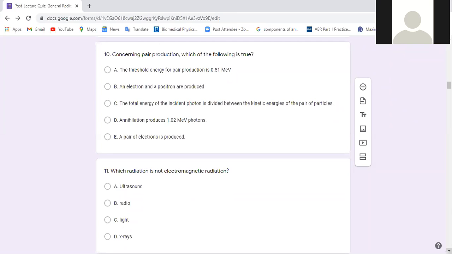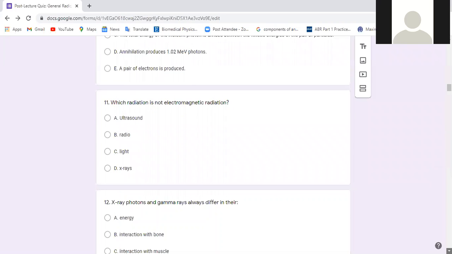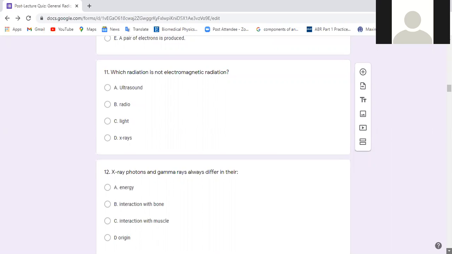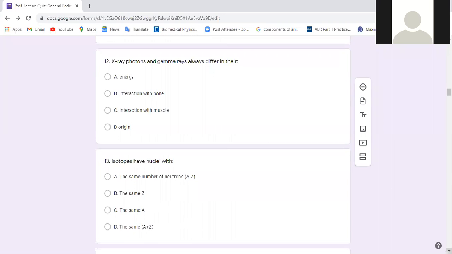So during that annihilation, we have a production of gamma rays with an energy of 1.02 megaelectron volt, at least. Did you get the logic there? Yes, sir. Thank you, sir. So 11, if radiation is not electromagnetic, I don't think we have any mistake. Ultrasound. 12, X-ray photons and gamma rays always differ in what?